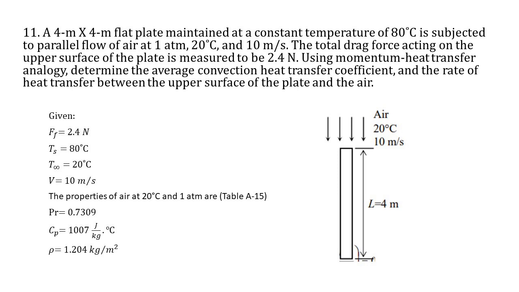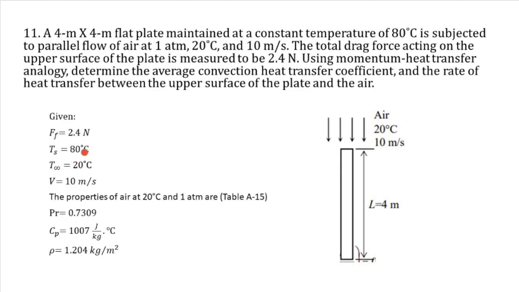We have here the given numbers. We have the friction force, this is equal to 2.4 Newton. And we have two temperatures here. We have T sub S equal to 80 degrees Celsius and T sub infinity equal to 20 degrees Celsius. And V is equal to 10 meters per second.